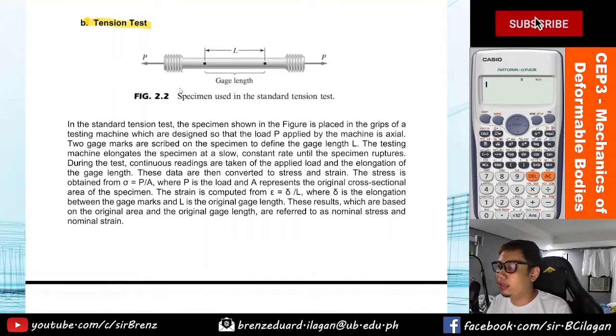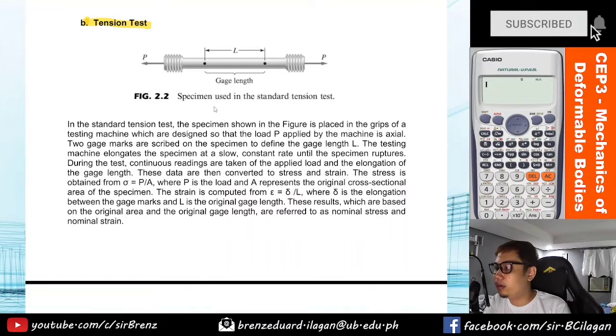Under tension test, meron kang specimen used in the standard tension test. So, meron silang sinet na gauge length. Ikinakabit siya sa machine kung saan yung purpose ng machine is to pull, o binabatak niya yung iyong specimen or yung sample na pinadala. So, meron kang tensile force P. Ayan, pinapakita diyan na hinihigit. This is a machine usually calibrated naman yan.